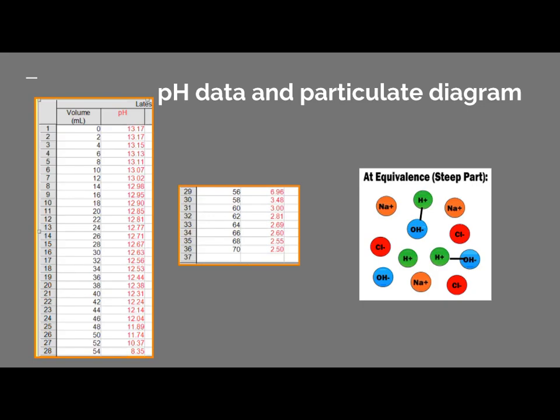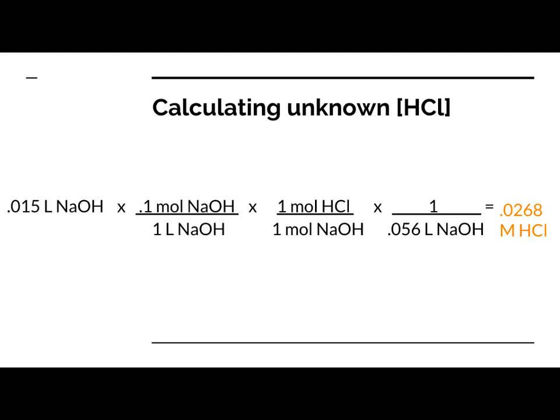of a strong base. Then for the particulate view, since it's strong and strong, all of the HCl and NaOH dissociate or ionize completely, and then some of it forms H2O because they combine, and that is a neutral salt, so that's why it's a 7. The equivalence point is at 7.